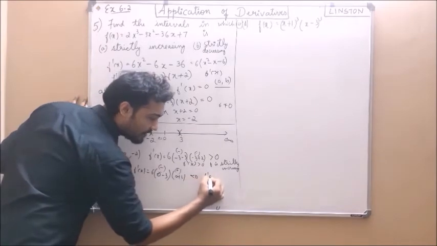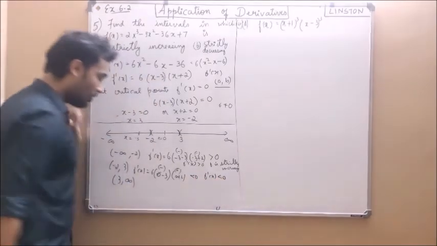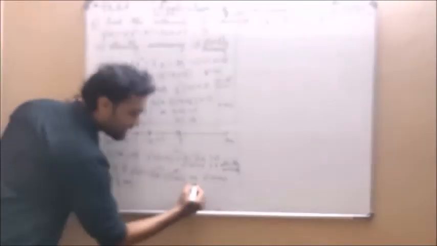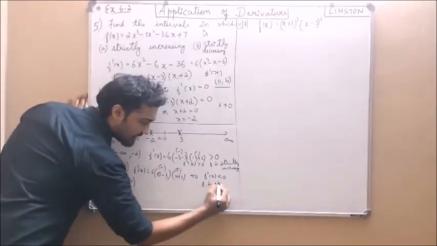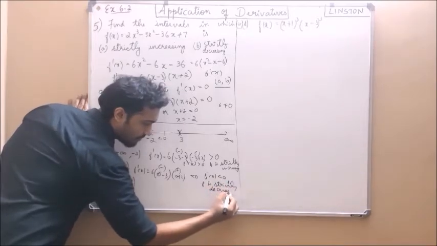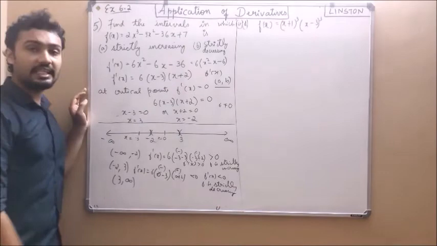So what are we getting? F dash of x is less than 0. In this interval you are getting f dash of x less than 0. So what is the condition then? F is strictly decreasing.